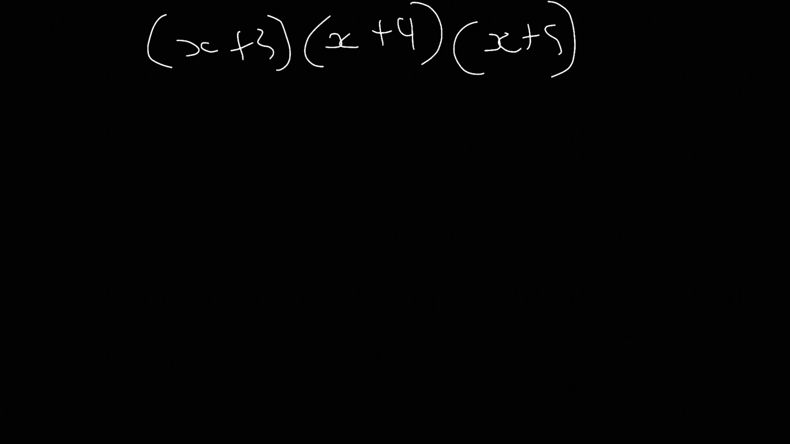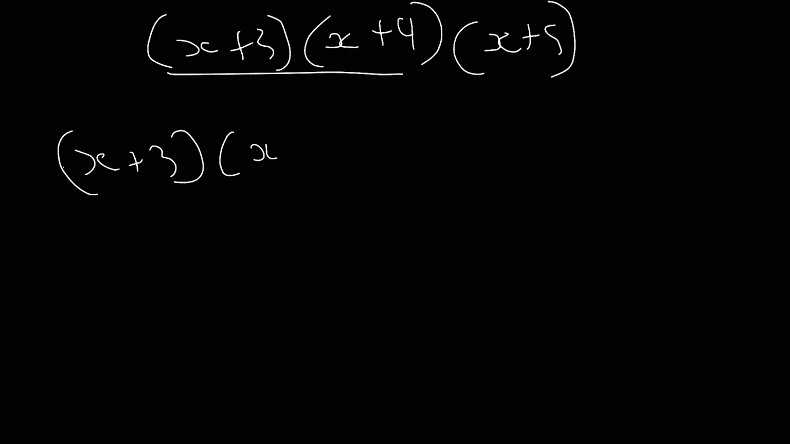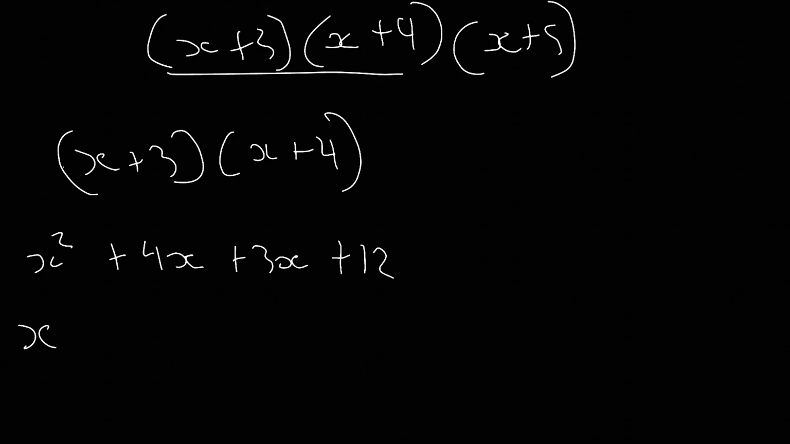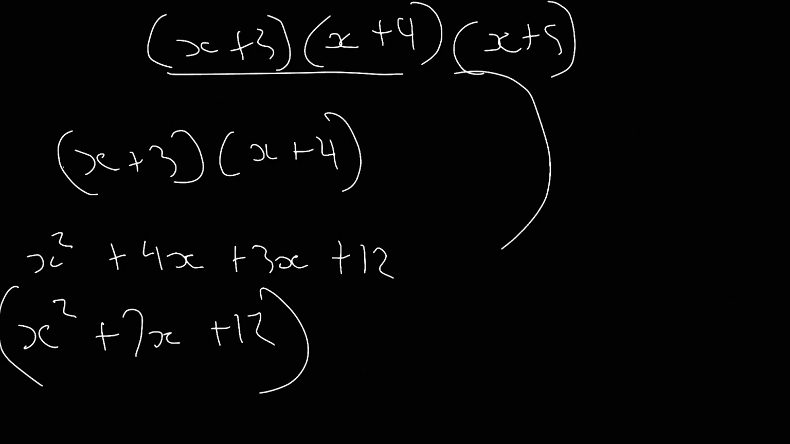So again, the first thing I would do is expand these two. So I have x plus 3 times x plus 4. I'm just going to do it really quickly. I won't really explain it. So this gives me x squared plus 4x plus 3x plus 12. So then I have x squared plus 7x plus 12. And then I would put all that in a bracket and chuck the x plus 5 over here. So times x plus 5.